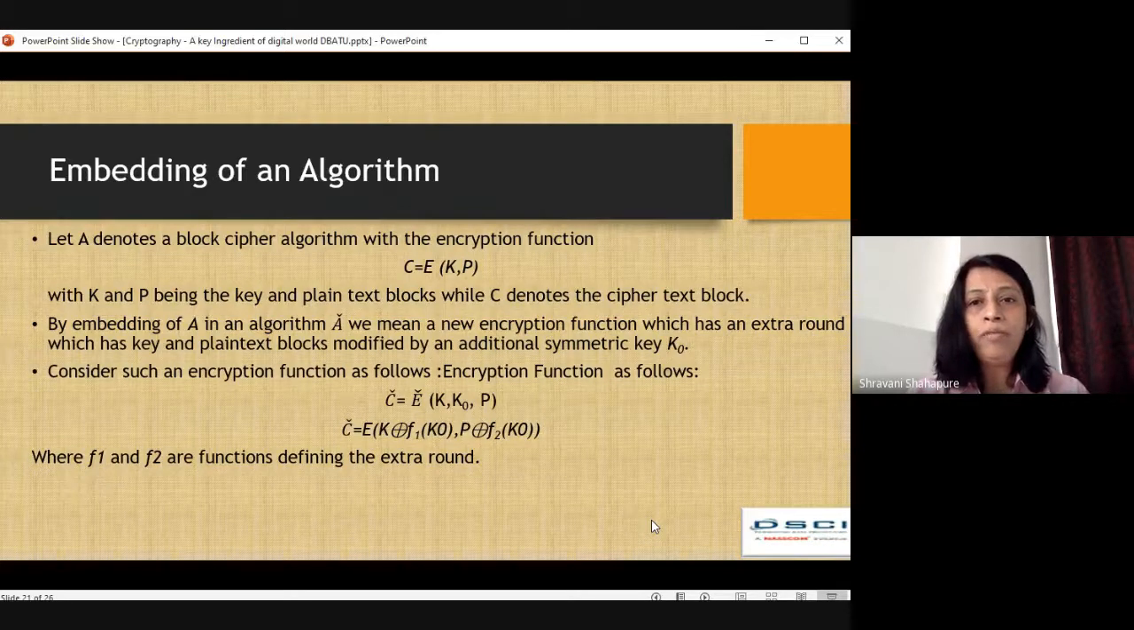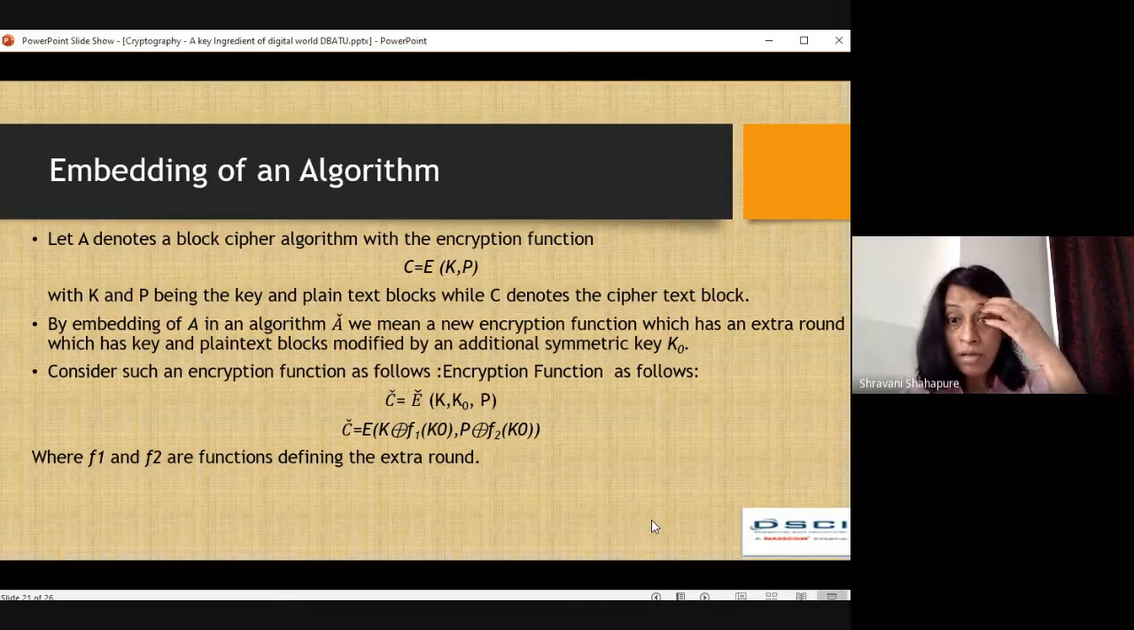So this is a simple example of the embedding. What I'm doing is, I think I'm running out of time.